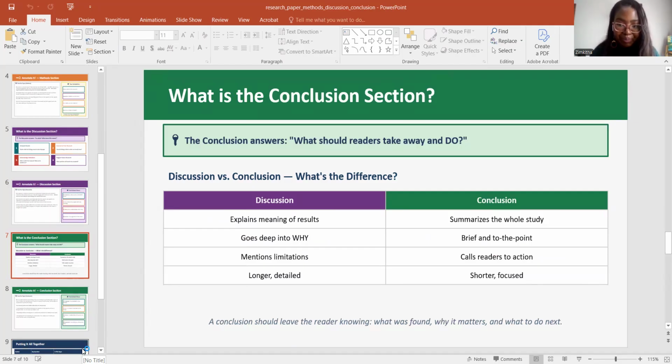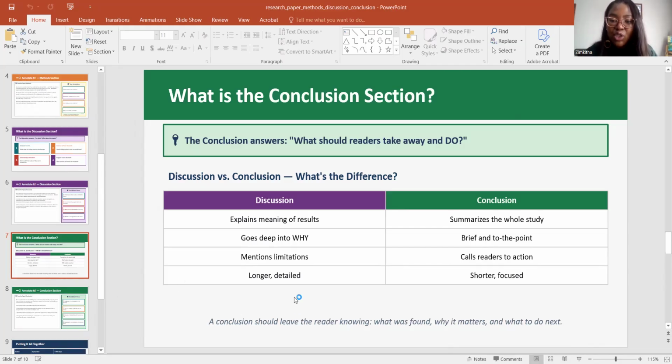In the conclusion, you look at summarizing the whole study, okay? Brief and to the point. You do not add anything extra. You summarize it. You call readers to action. You tell them, this is the information, this is what we found, this is what we suggest needs to be done in the future. If we want to have students to perform better, then we need to invest in resources that allow online learning to be engaging instead of it being passive learning. It needs to be shorter, it needs to be focused.